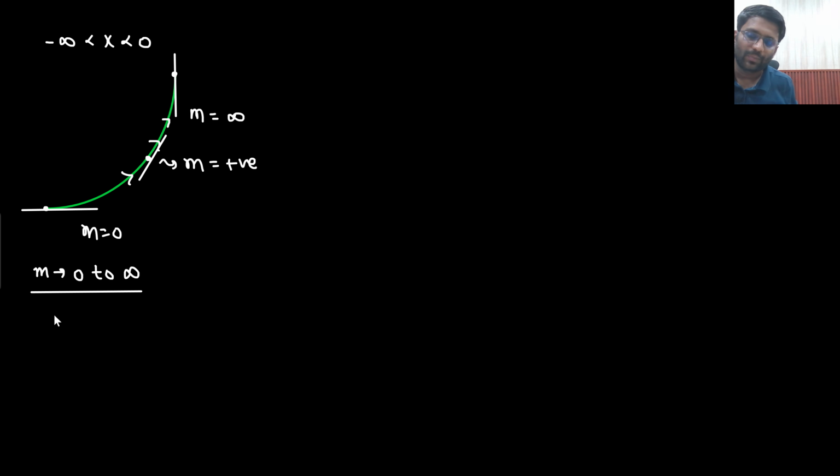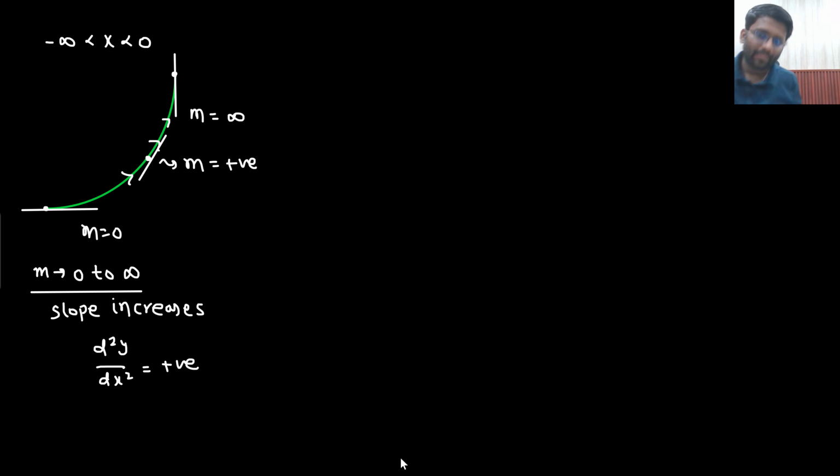What does that mean? The slope increases with the increase in x. That means d2y by dx2 will be positive. With the increase in x, the graph is increasing, dy by dx is positive, but the slope is also increasing from 0 to infinity. That means d2y by dx2 is positive.